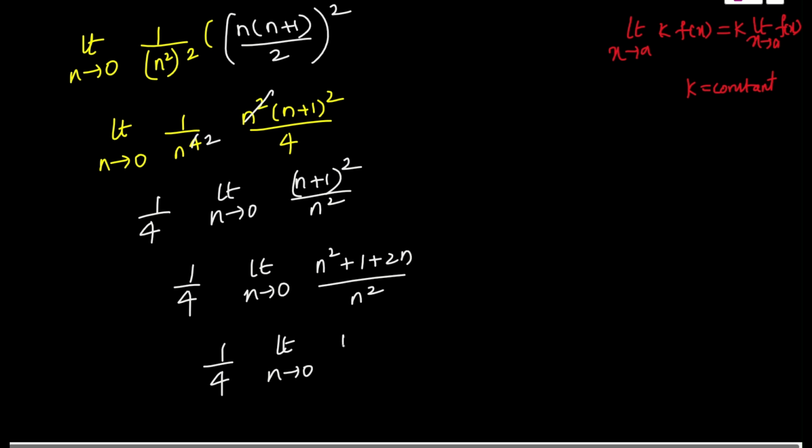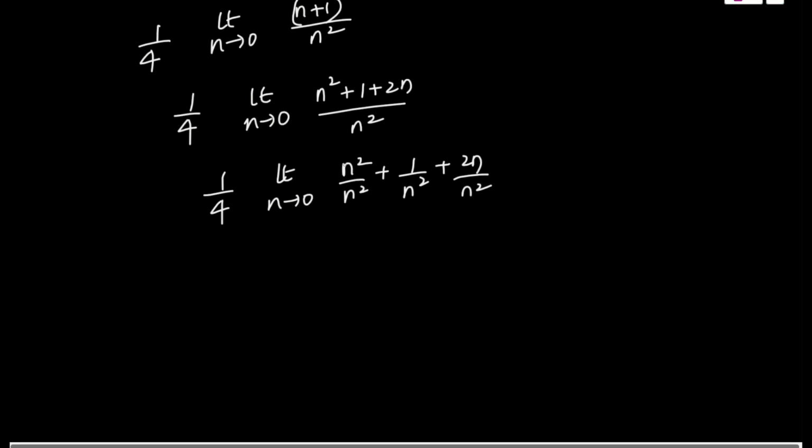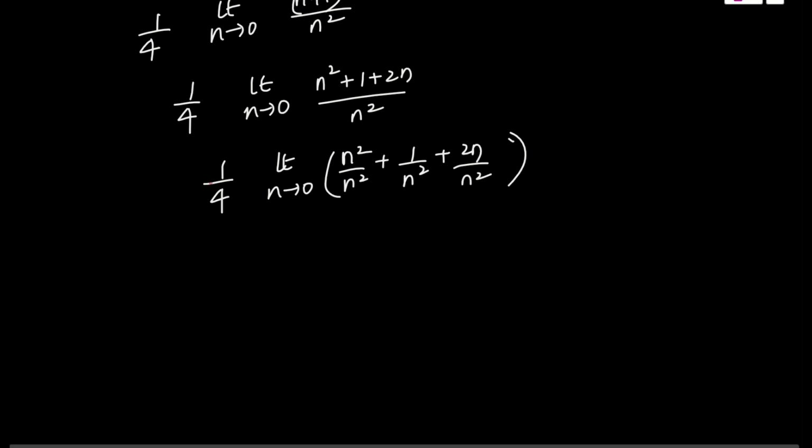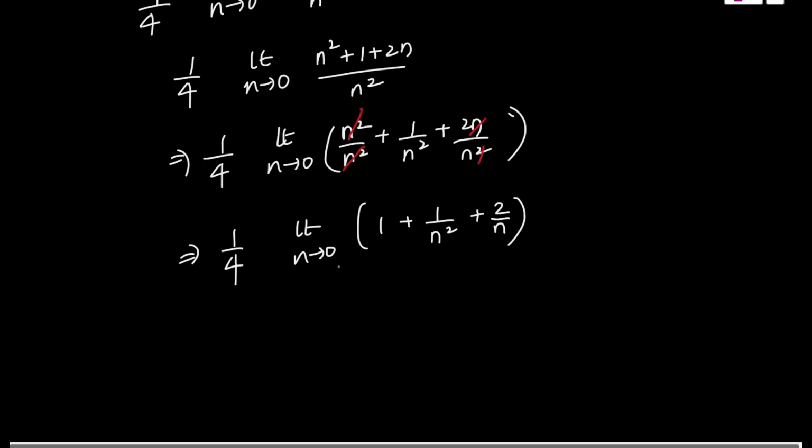I'll try to split it out. So which is n square by n square plus 1 by n square plus 2n by n square. So from this what can I conclude? I can conclude that we can cancel n square easily here. Here one n I can cancel. So what will I be getting here? 1 by 4 times, limit n tends to 0, this is nothing but 1 plus 1 by n square. Is it okay? Yes. And what about this one here? So we can actually take it as 2 by n. Is it fine? Yes.